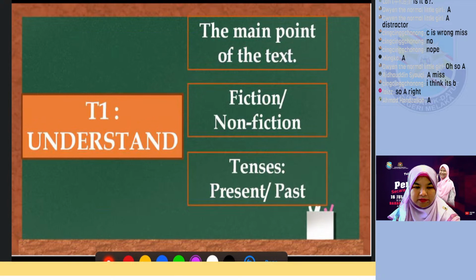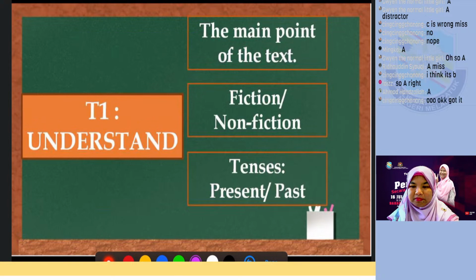Okay, the first one, tip number 1, which is A, understand. Ching, I'm glad that you got it. Alright, let's refer here. Tip number 1, understand. What do you need to understand? First, you need to understand the main point of the text. What is the general idea of the text?